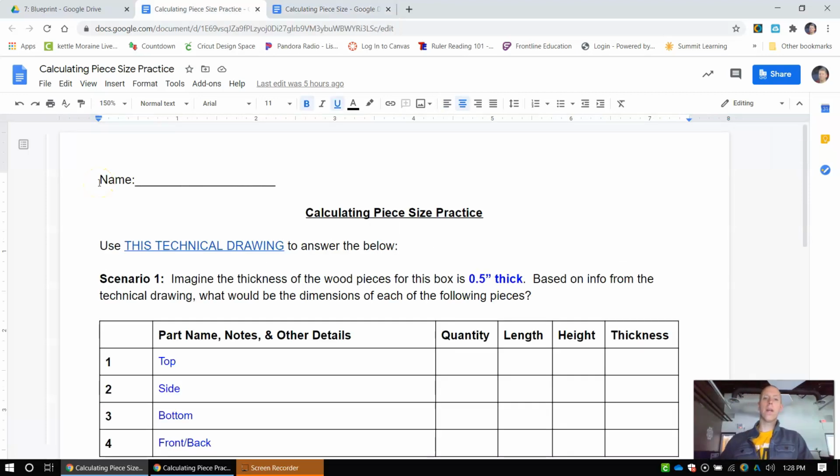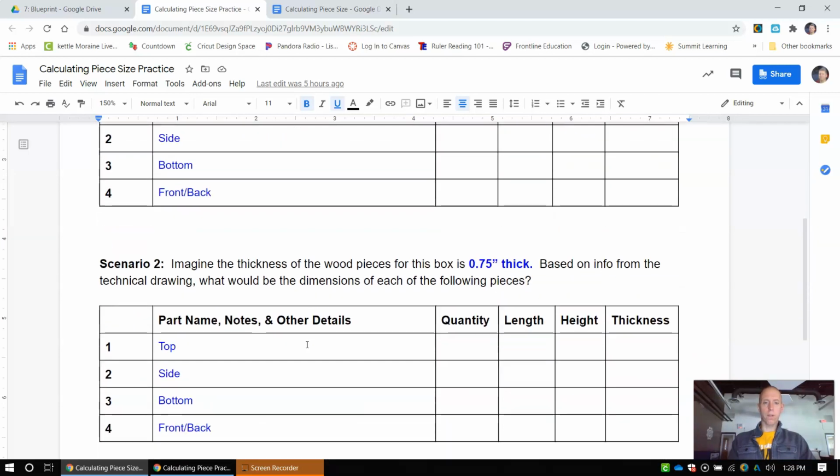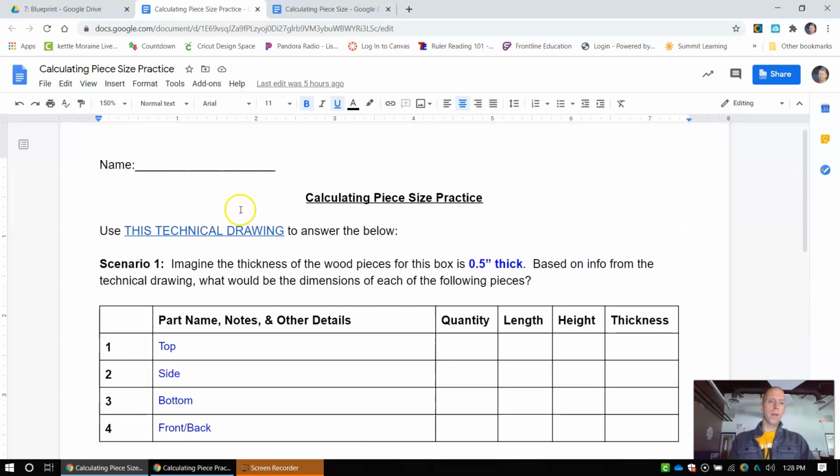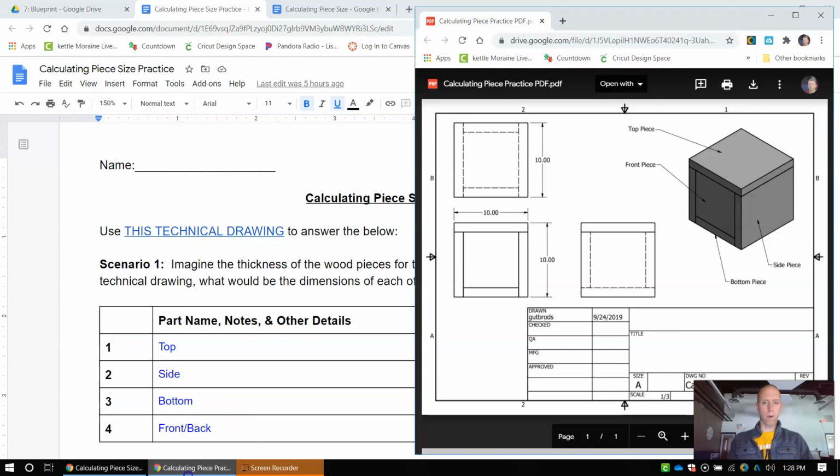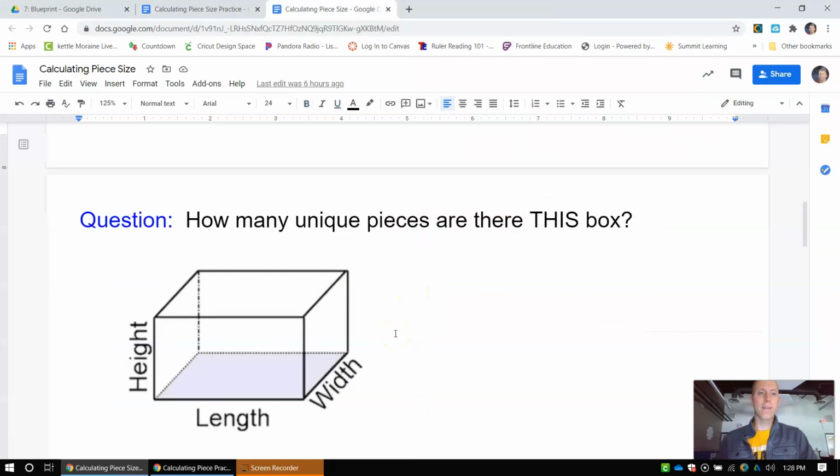On Canvas, there is a link to this calculating piece size practice. At this point, I want you to pause here and bring this document up. Notice we're going to fill in some things on the table or chart here. And notice there's also a link. That link is going to take us to this technical drawing, which is this. So I need you to pause here and get this document open right now. It should be on Canvas. Get this stuff open because we're going to start looking at it. Go. We're going to look at that technical drawing in a second.